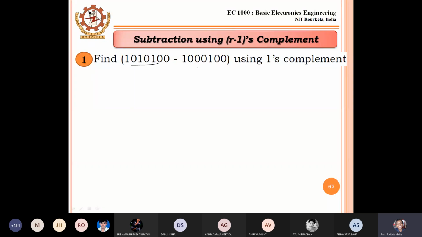The problem is given this thing and this thing using 1's complement. Nothing else is given. So 1's complement means R minus 1 equal to 1. So that means R equal to 2. So by default it is base 2, binary. So R minus 1 equal to 1, so R equal to 2.